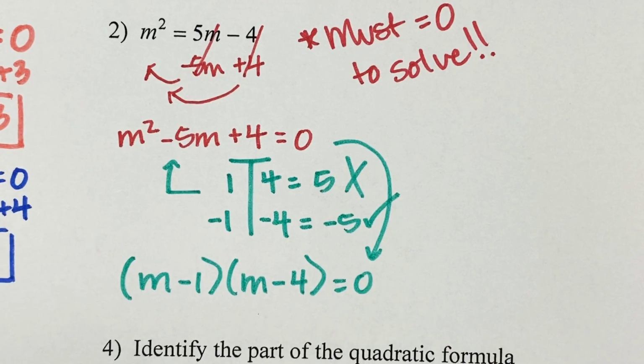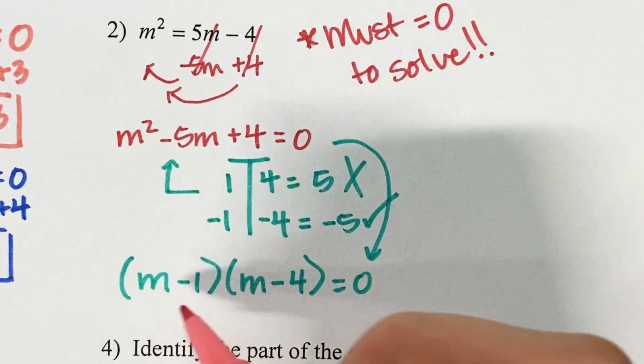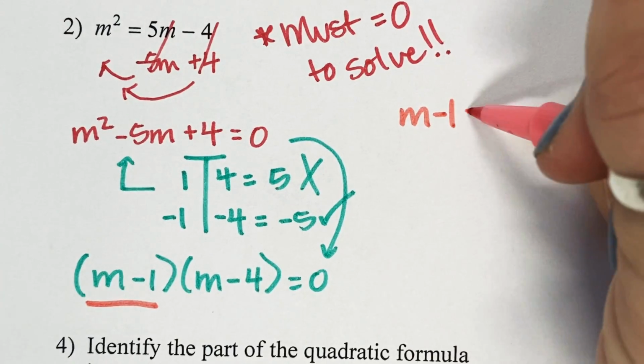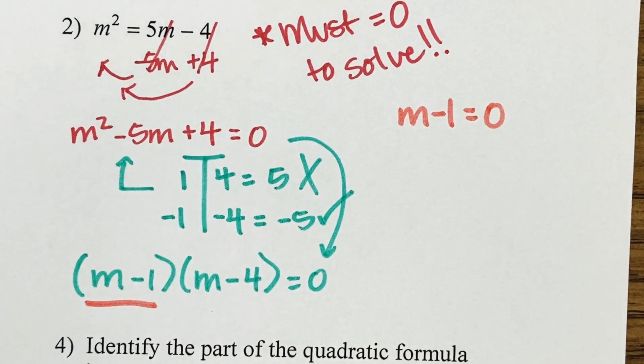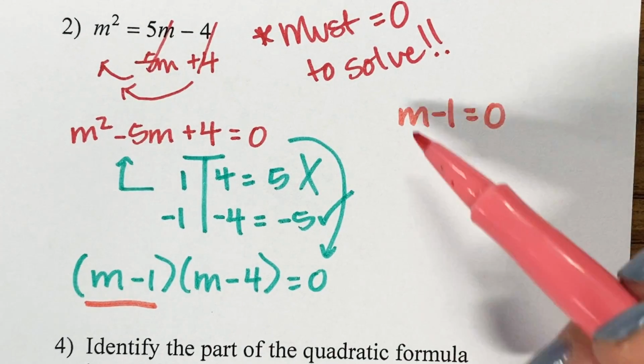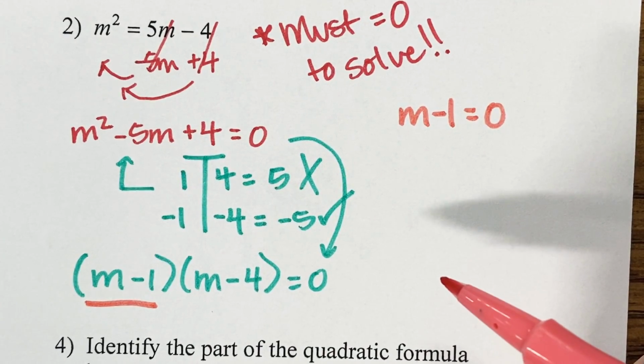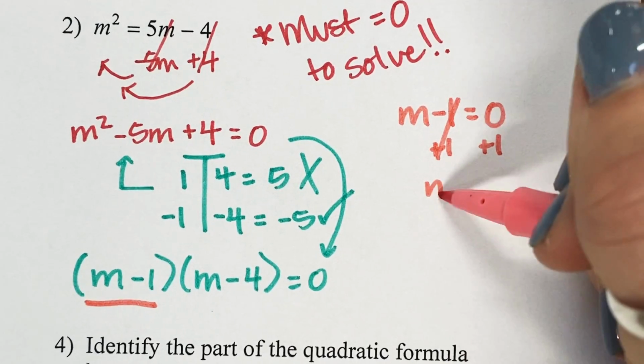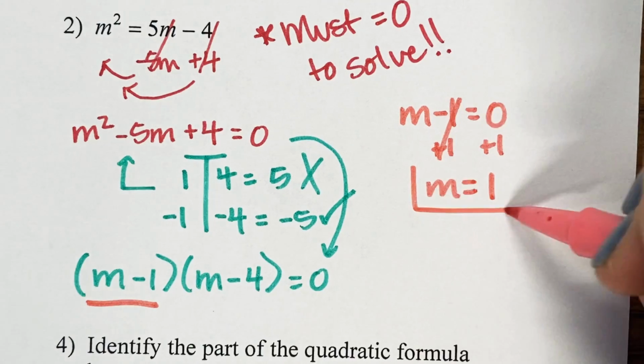Okay, once we've written it in factored form, we can now take each piece and set it equal to 0 in order to solve. So m minus 1 equals 0. Well, what is the opposite of minus 1? How do I get rid of that minus 1? I'm going to add it. So my first answer, m equals 1.